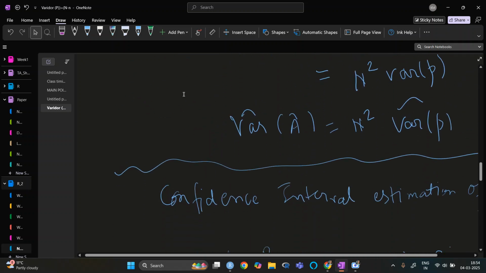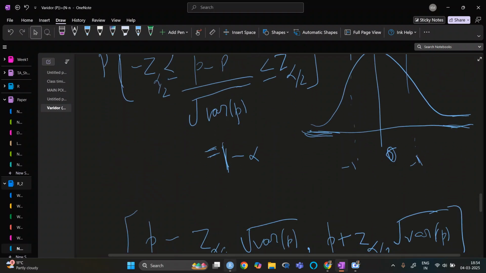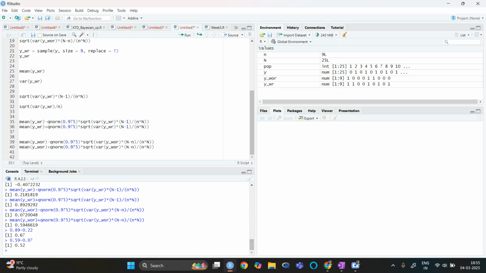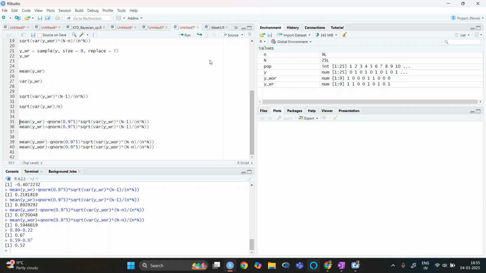Also, in a similar way, in place of just q norm, we can replace q norm with qt, with 0.975, and n minus 1 is the degrees of freedom. Okay.